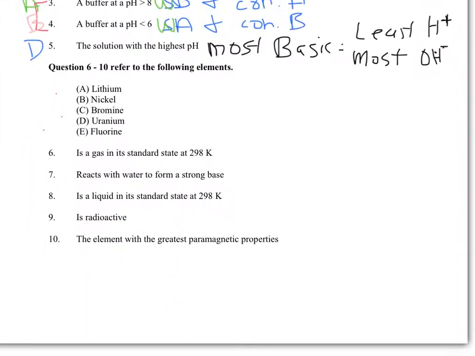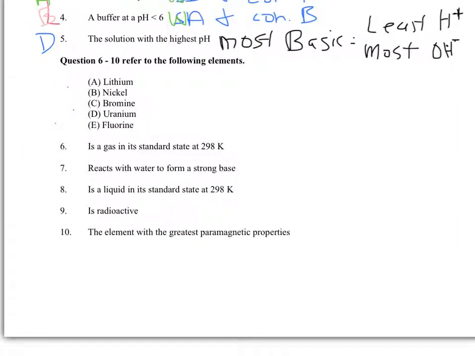All right, looking at the next one. F2 is a gas at standard temperature. That should be really easy. It is fluorine. So that's E. Reacts with water to form a strong base. There's only one possible choice: lithium, right? Because lithium hydroxide is a strong base.